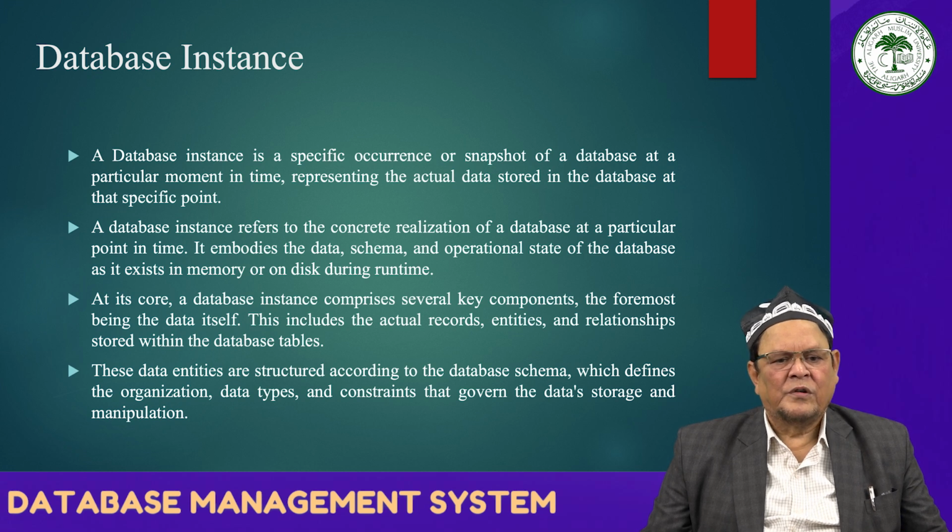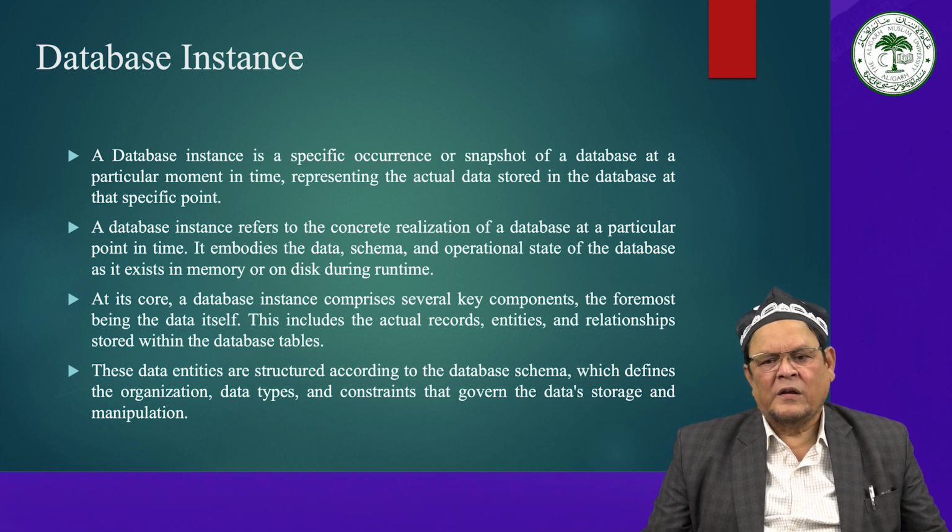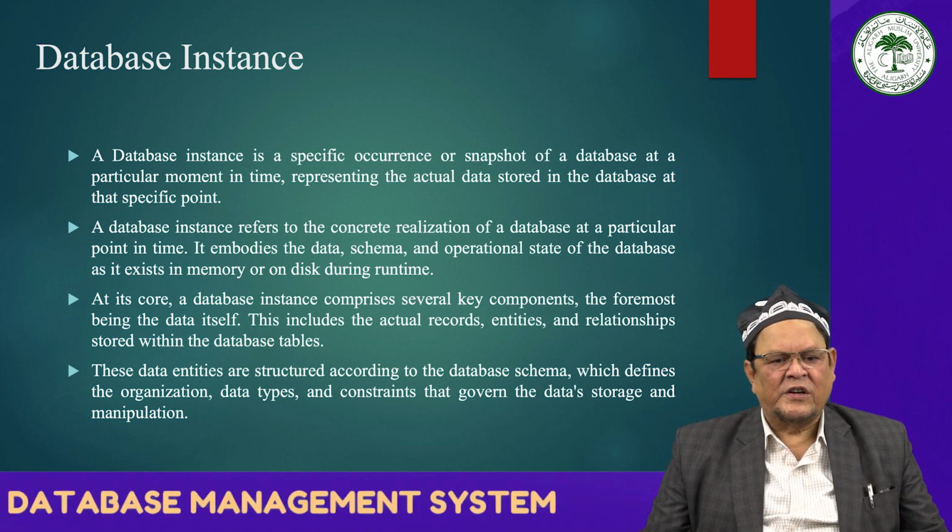At its core, a database instance comprises several key components, the foremost being the data itself. This includes the actual records, entities, and relationships stored within the database tables. These data entities are structured according to the database schema, which defines the organization, data types, and constraints that govern the data's storage and manipulation.